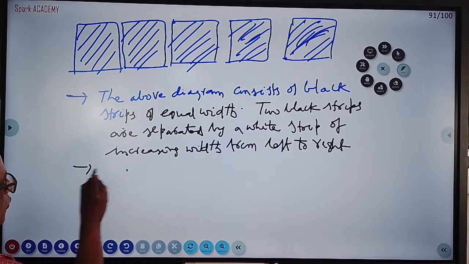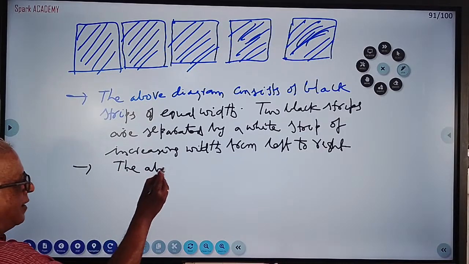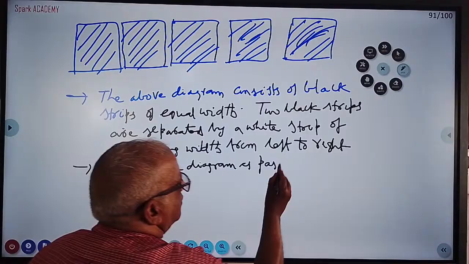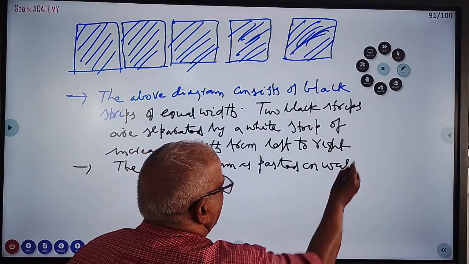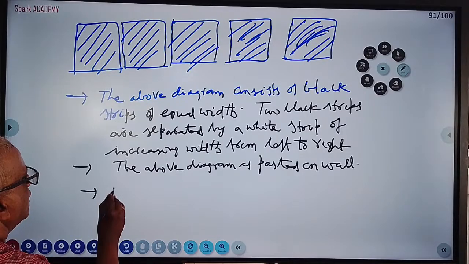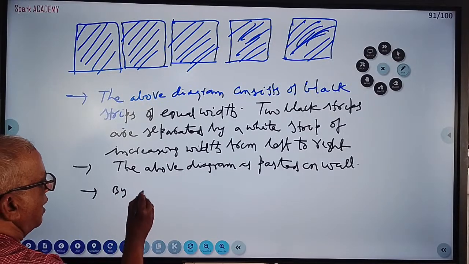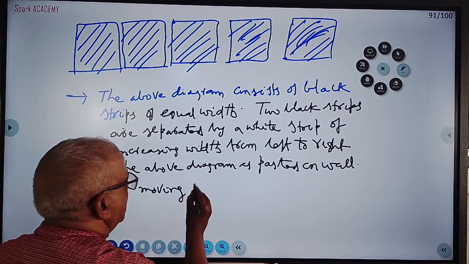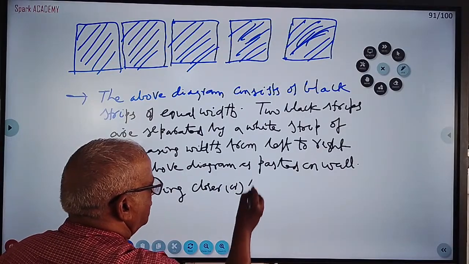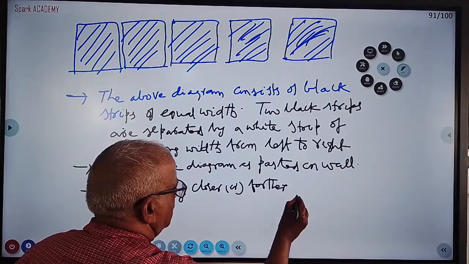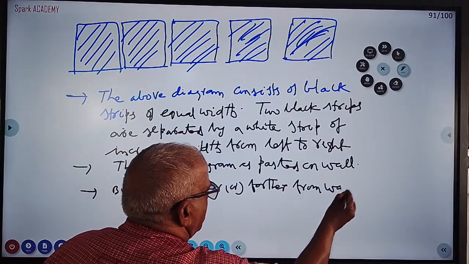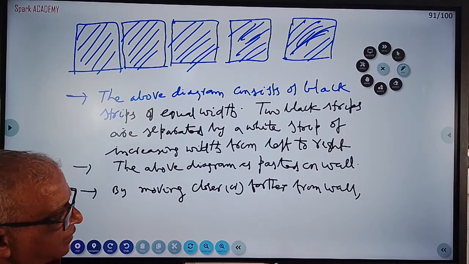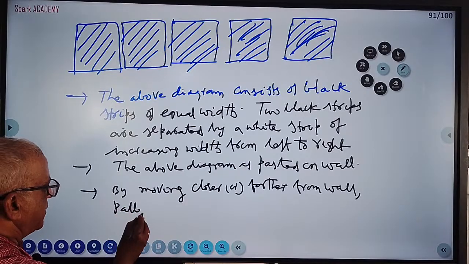The above diagram is pasted on a wall. By moving closer or farther from the wall, a pattern is observed.